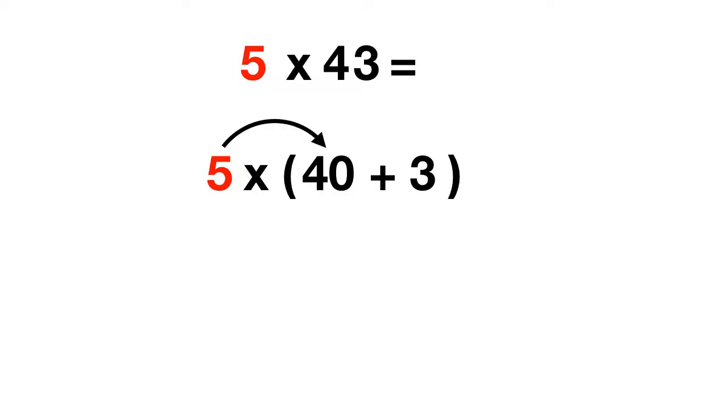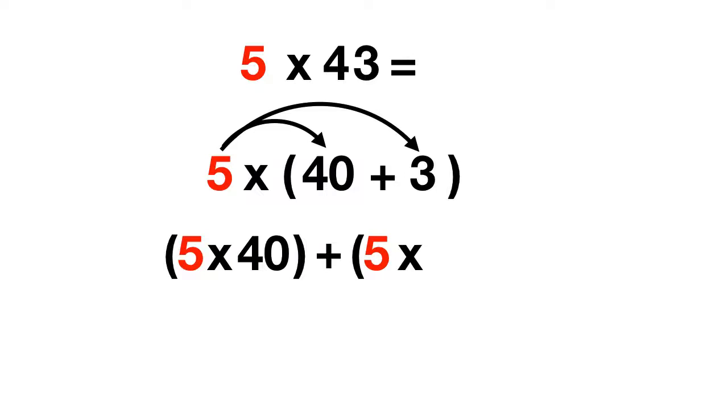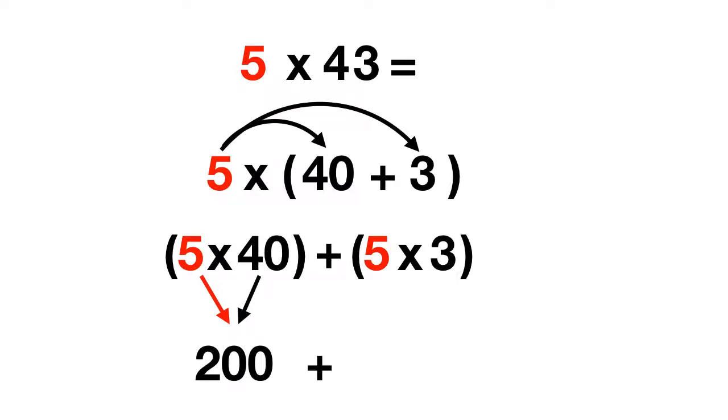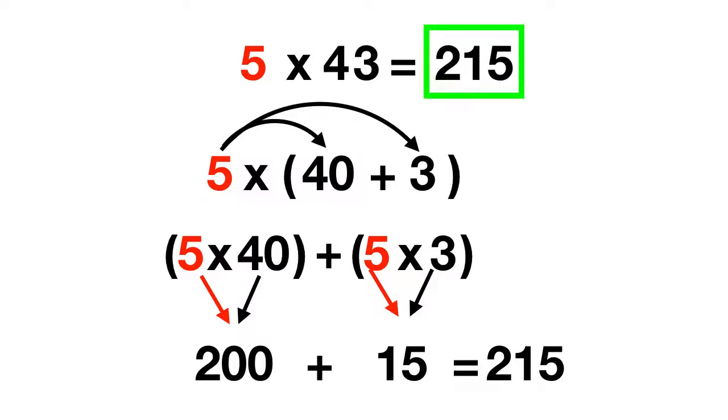First, we can look at solving 5 times 40. Then we add in the other piece, 5 times 3. These are easier problems to solve. 5 times 40 is just 200. Then you could add in 5 times 3, which is 15. You could add together 200 plus 15 to get your answer of 215.